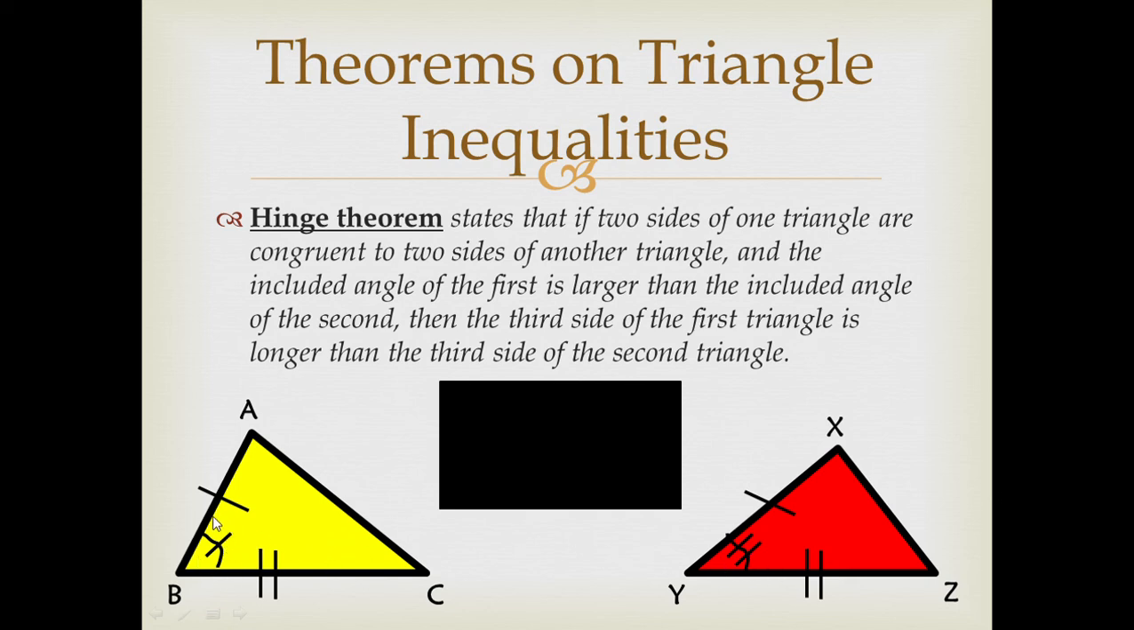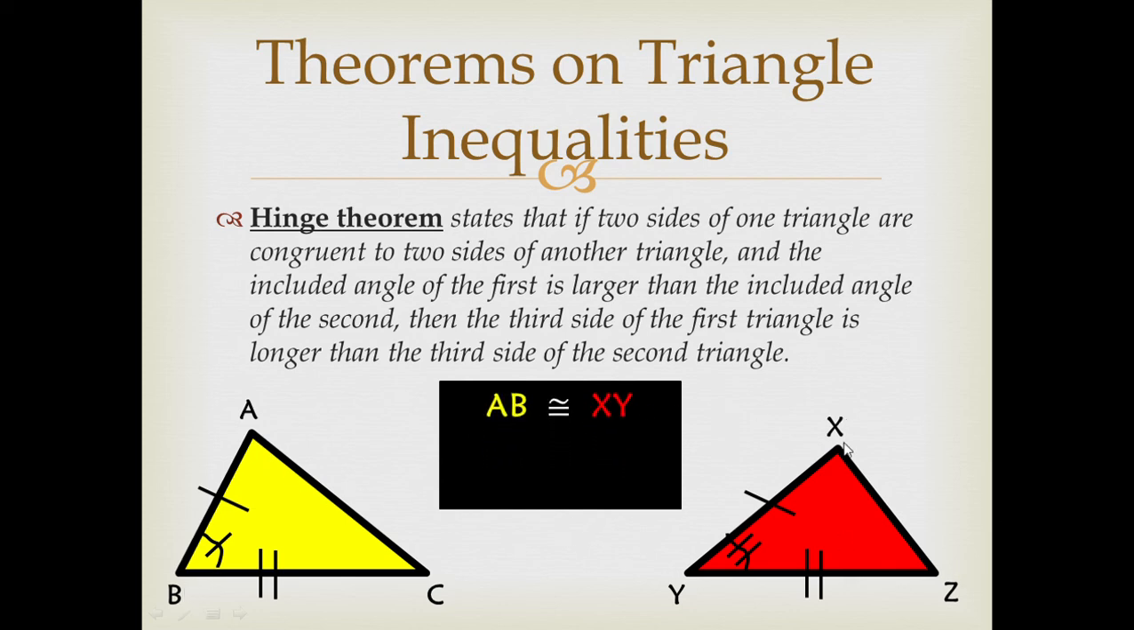Tapos sabi, let's say, ito daw ay mas malaki kumpara dito. Ang ibig sabihin niyan, the side opposite the included angle, which is AC, mas malaki kumpara dito sa opposite side ng angle Y. Kasi nga, mas malaki yung angle niya dito kumpara dito. So, yung side na nandito, mas mahaba kumpara sa side na nandito. So, yun yung sinasabi sa Hinge Theorem.